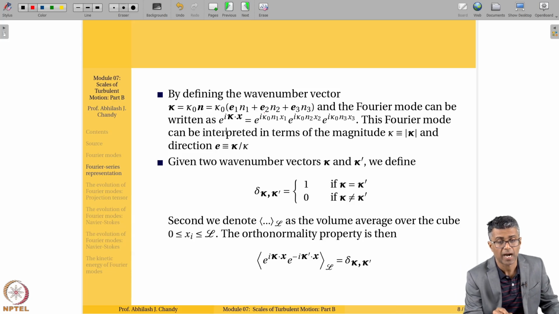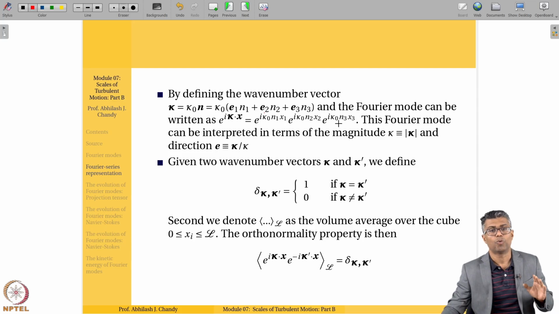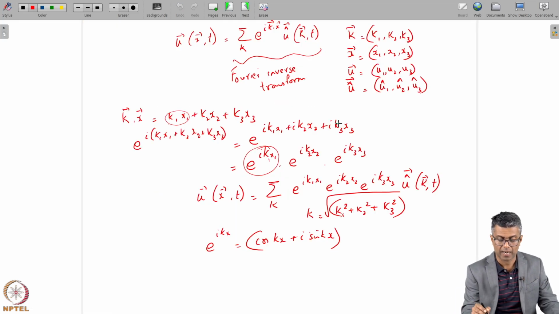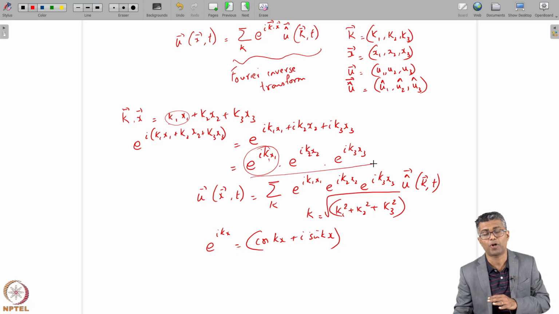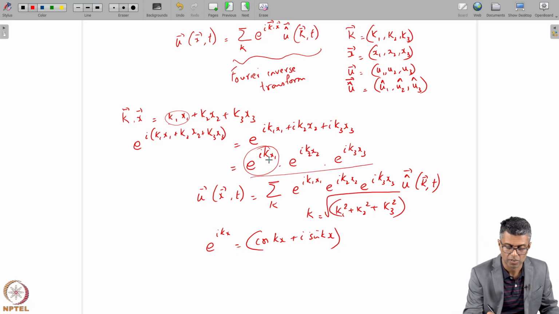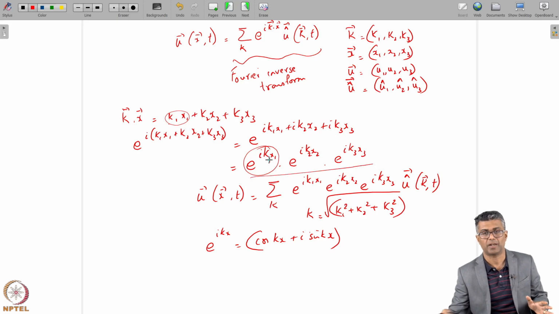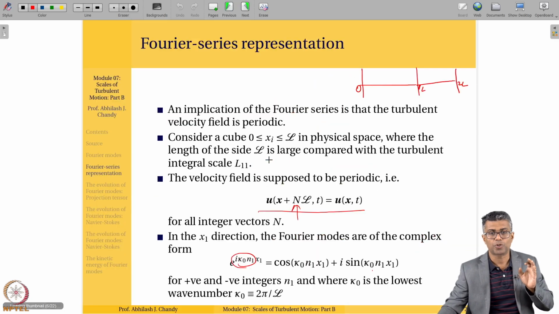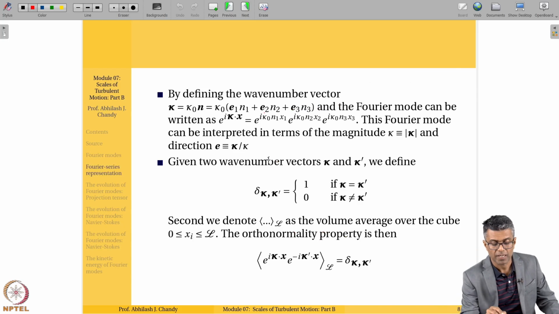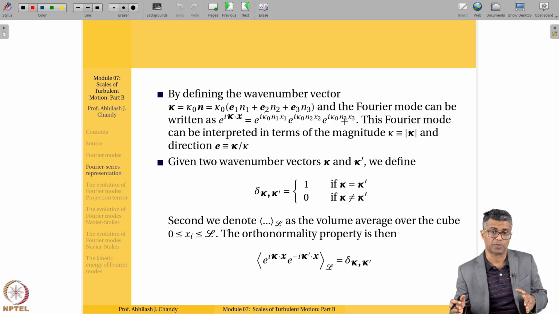In which case e to the i kappa dot x is e to the i kappa naught n1 x1, e to the i kappa naught n2 x2, e to the i kappa naught n3 x3. This is exactly what I wrote earlier, isn't it? Instead of writing it as kappa naught n1, I wrote it as k1 n1, isn't it? This is k1 n1, k2 n2, k3 n3. Follow me? So here I have e to the i kappa naught n1 x1, e to the i kappa naught n2 x2, e to the i kappa naught n3 x3. So these are your three Fourier modes in three directions.